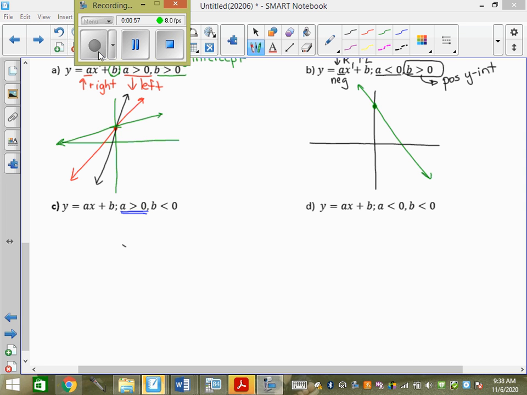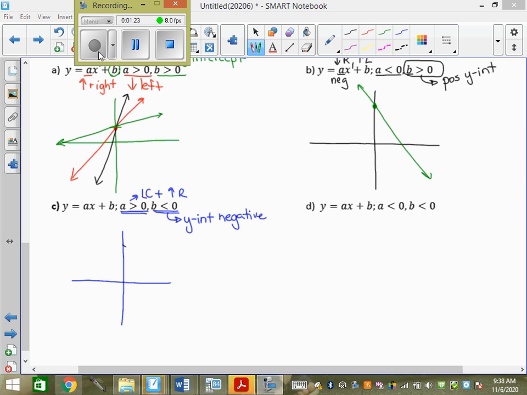My leading coefficient is positive, and it's up on the right. So I know I'm going to be up on the right. And what does this tell me? My b is less than 0. So my y-intercept is what? What is my y-intercept? Negative.